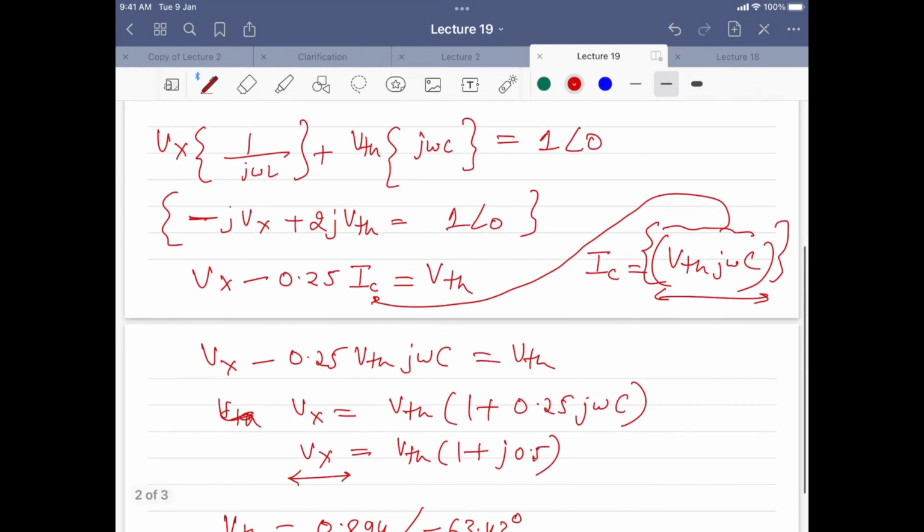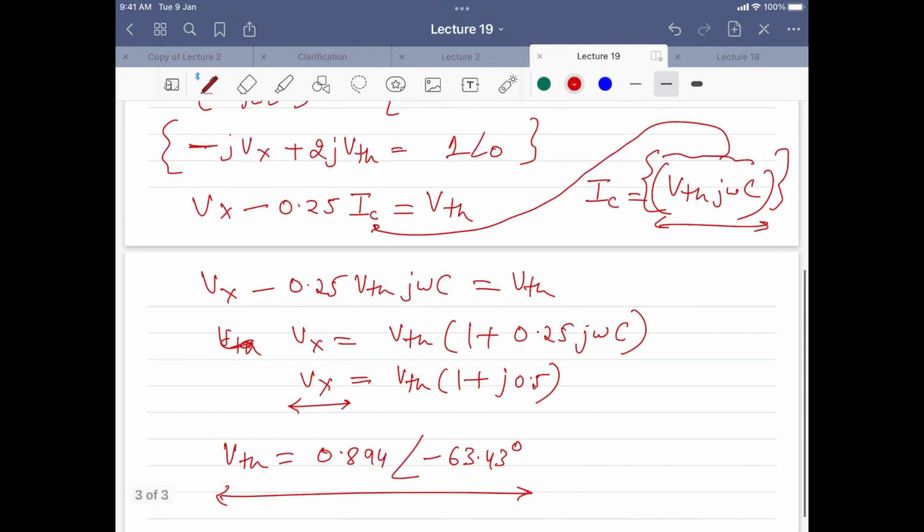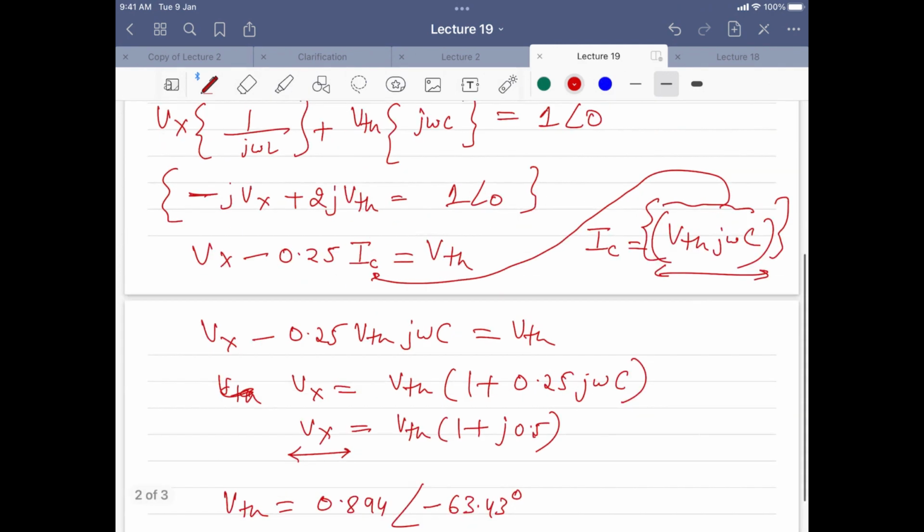Any questions here related to this particular part? The direct answer we have to do from the calculator, whatever it's your wish how to do it. Okay, so this is VTH.